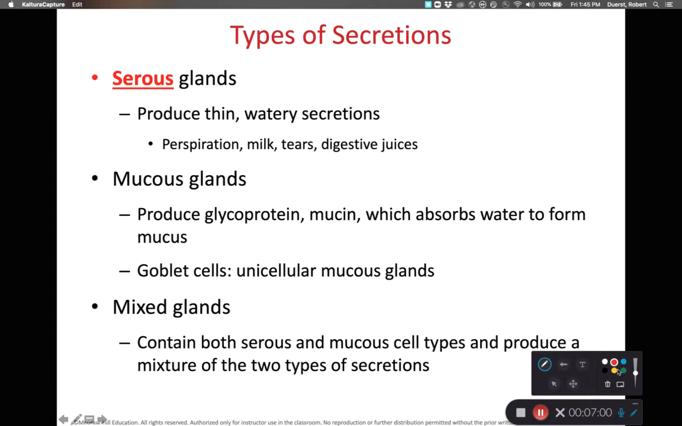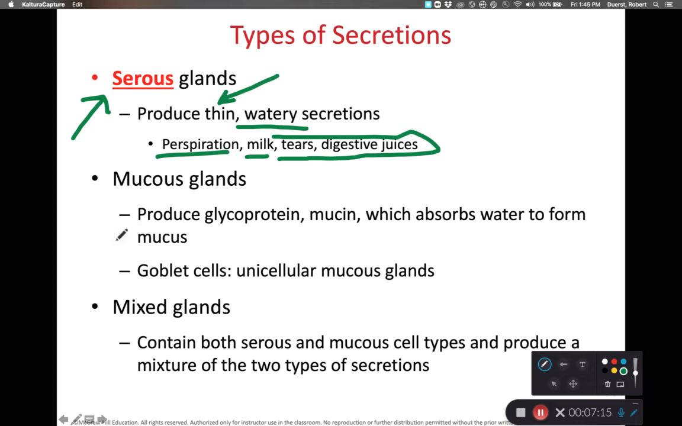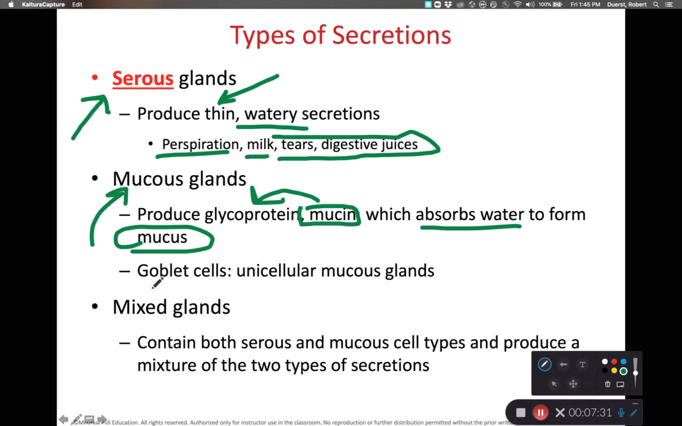As we look at the secretions that are made by these glands, serous glands in particular produce very watery secretions, so very thin secretions. Examples of serous glands include sweat glands, mammary glands, and tears, and digestive juices are also serous secretions. When we look at a mucus gland, the mucus glands are going to produce mucin, and mucin is a glycoprotein that will bind to water, and water plus mucin will give us mucus. The cell type associated with secreting mucin is a goblet cell, and it's the most common kind of mucus gland.